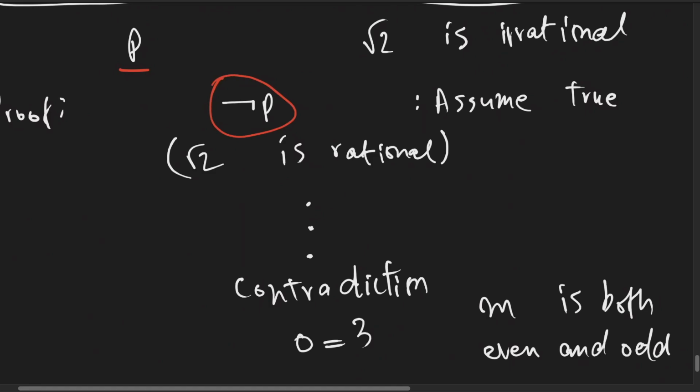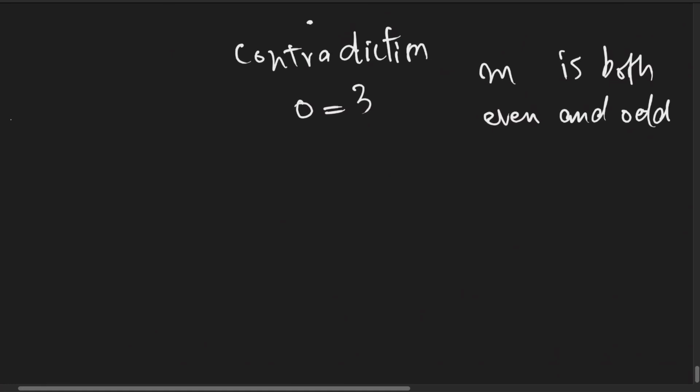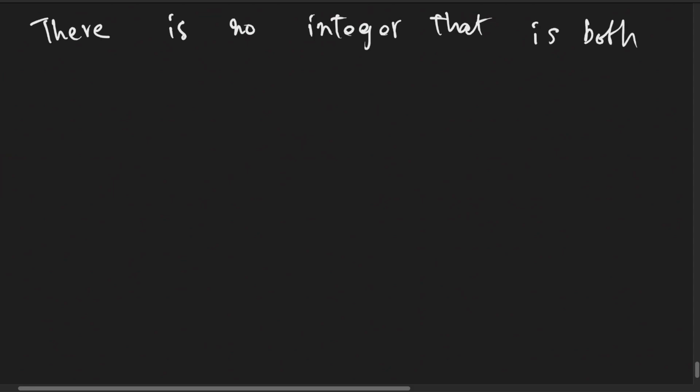Now this is fairly abstract, so I'm going to give you an example so that you can understand this better. Consider this question: there is no integer that is both even and odd. Let's say you have to prove this statement. You can use proof by contradiction. So this is what you will do. First you'll assume that the negation of this statement is true.